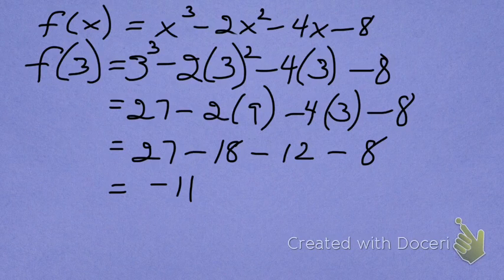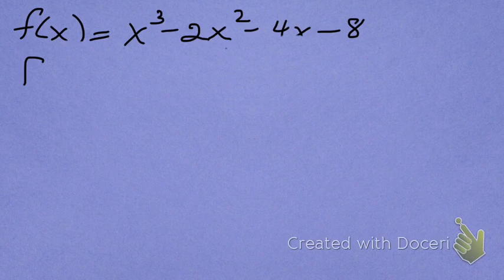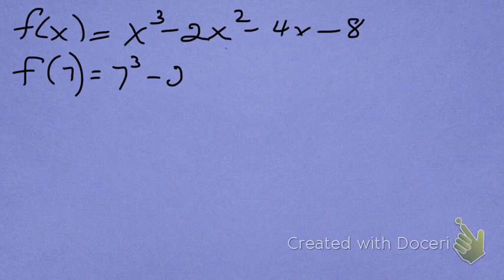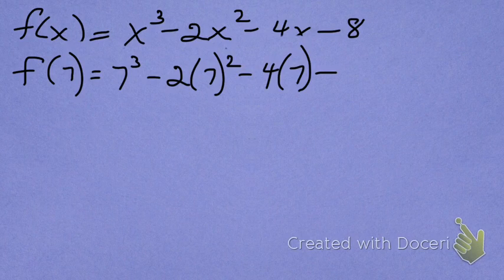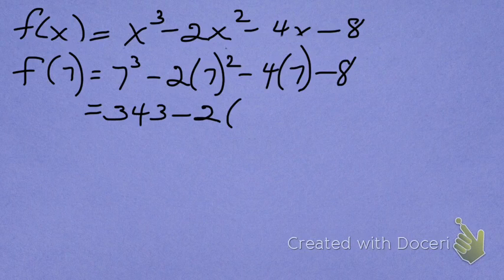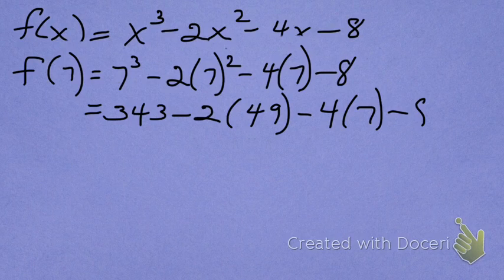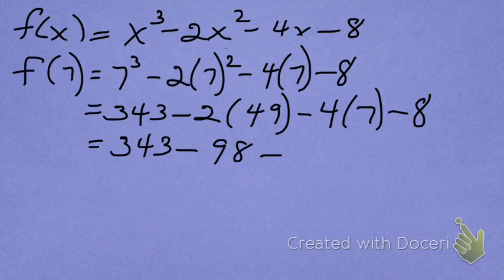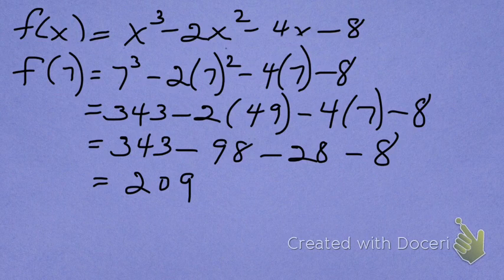Let's repeat this process for 7. When x is 7, we want to know what is y. That's 7 cubed minus 2 times the square of 7 minus 4 times 7, take away 8. That's 343 minus 2 times 49, and so on. 343, take away 98, take away 28, take away 8 gives us a difference, 209.